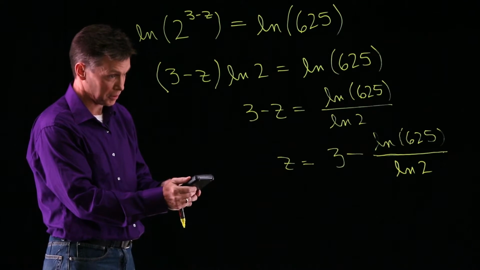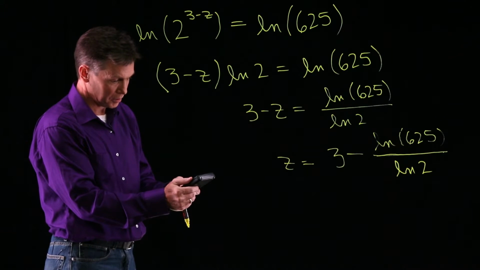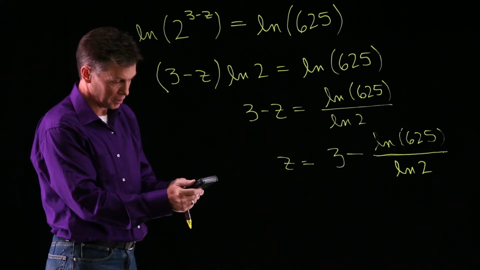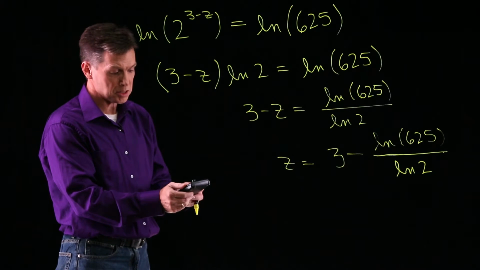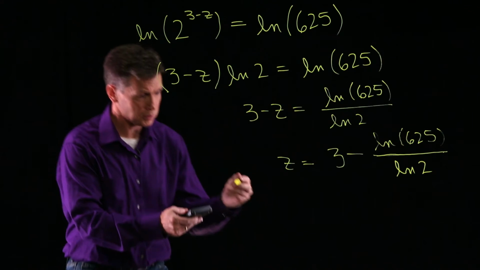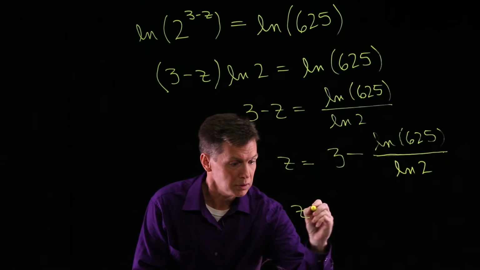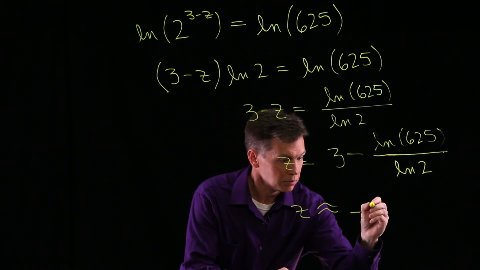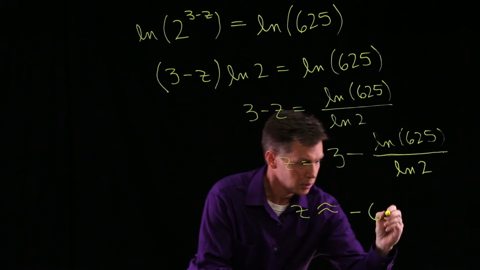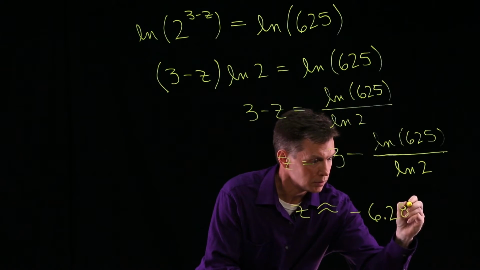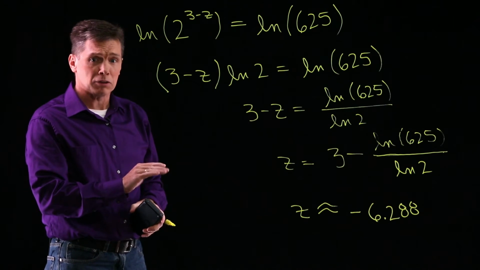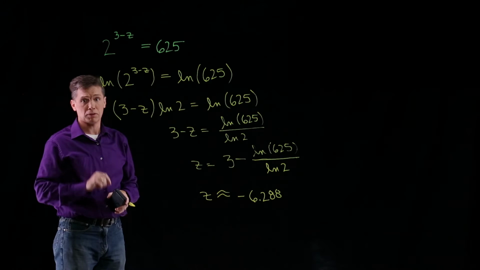3 minus the natural log, 625, divided by the natural log of 2. They had mentioned to be accurate to 3 decimal places, so I am getting z approximately equal to negative 6.288. Okay, that's a good answer.